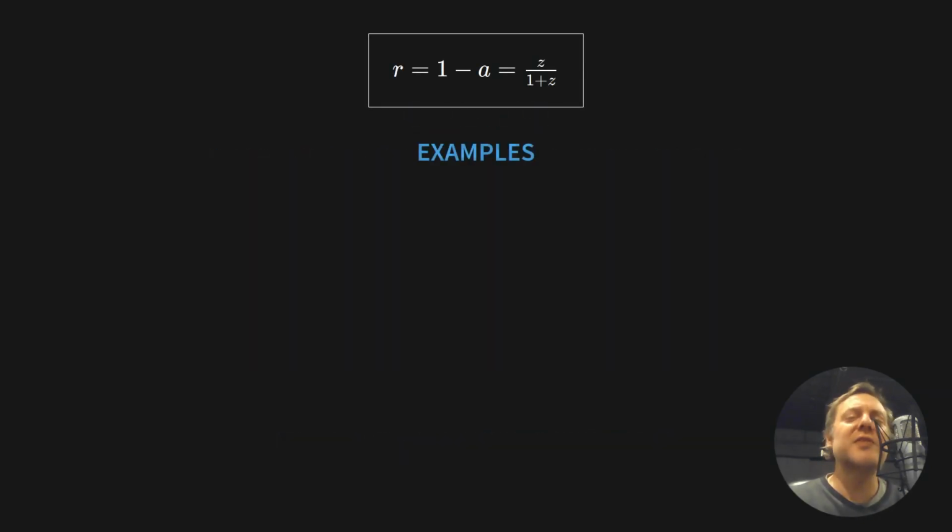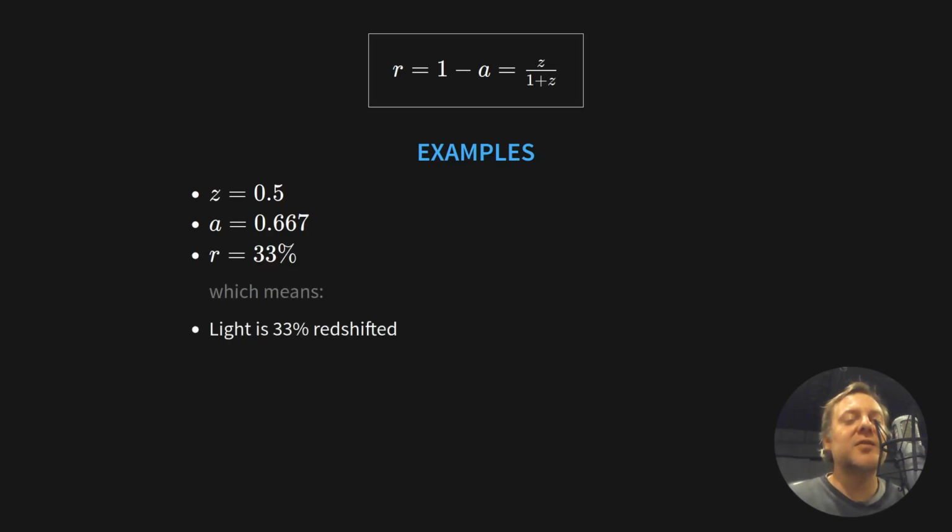So here are our relationships, in a couple of examples. What is z equals 0.5? Well, its scale factor would be 0.6 repeating, and r is 33%. So that would tell us that light is 33% redshifted. It's missing a third of its energy, and it's coming from a distance of 33% of the observable limit.